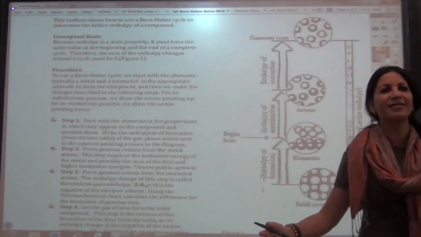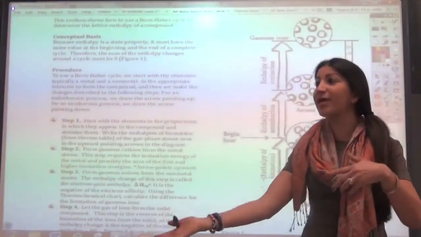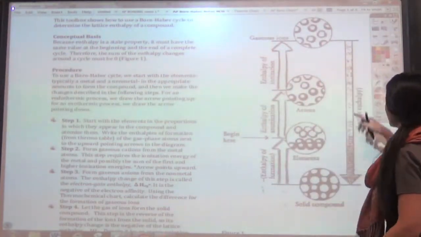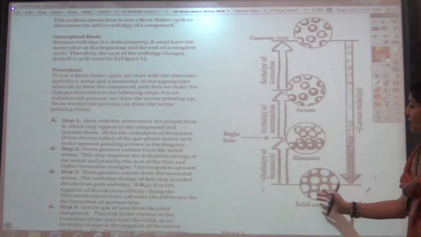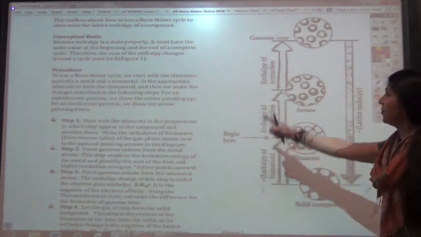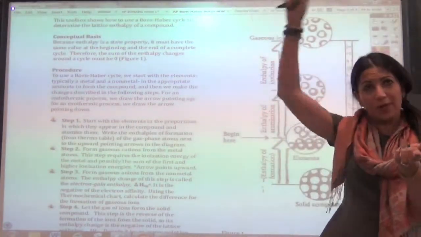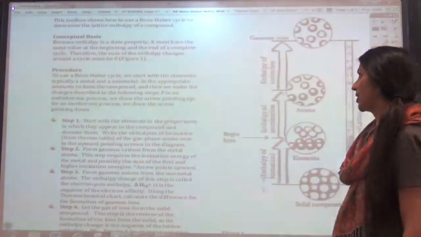But what did we say lattice energy was? It wasn't the making of an ionic solid, it was the separating of the ionic solid. So this is actually going to be the reverse of the lattice energy, and then you close this back up again here. This full cycle is supposed to equal 0, okay? The whole cycle, going around in a big circle, ends up equaling 0.